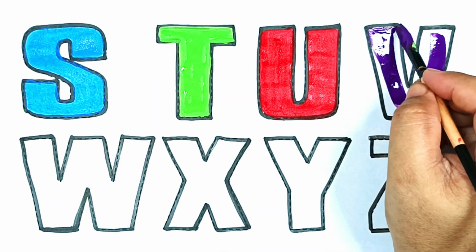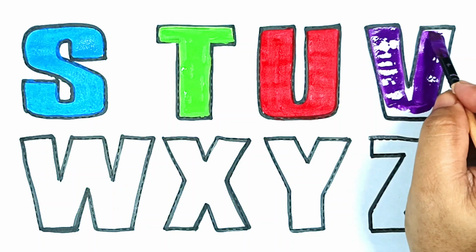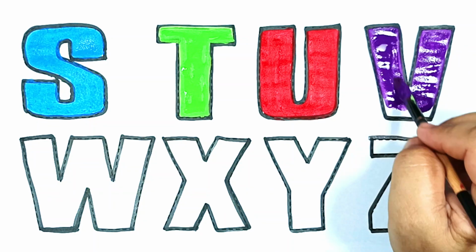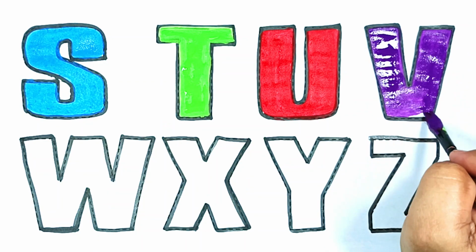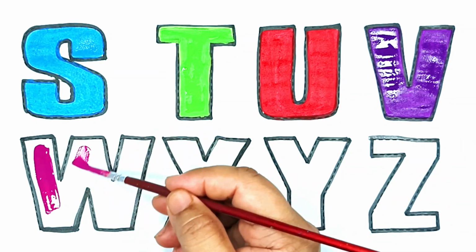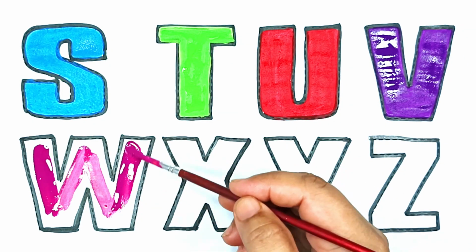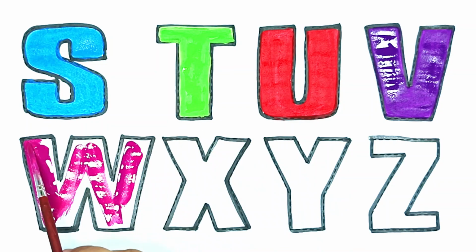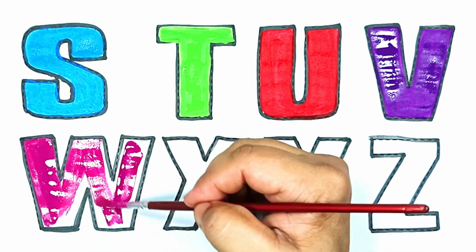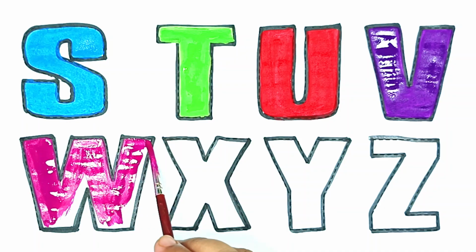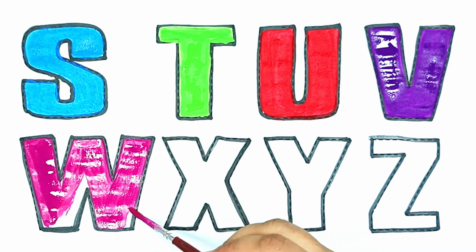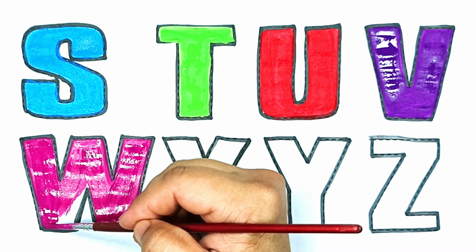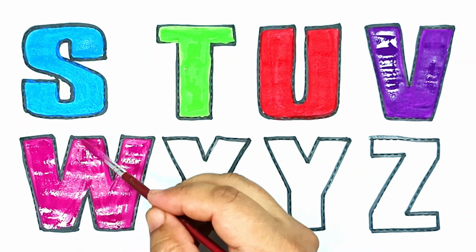V for vacuum. V for violin. V is for vacuum, that keeps the house clean. W for whale. W for watch. W's for wishes, you make every day.